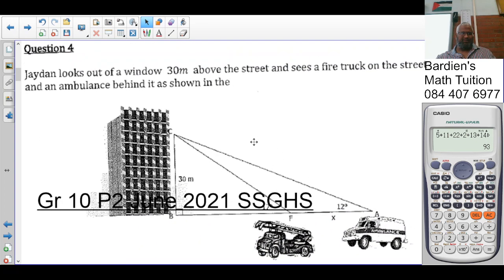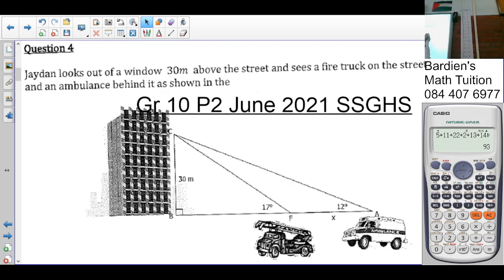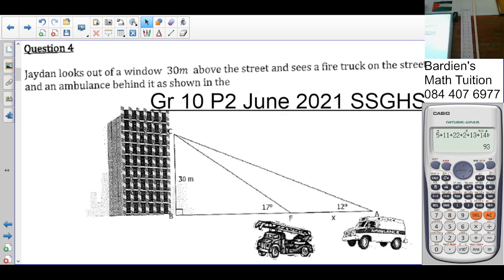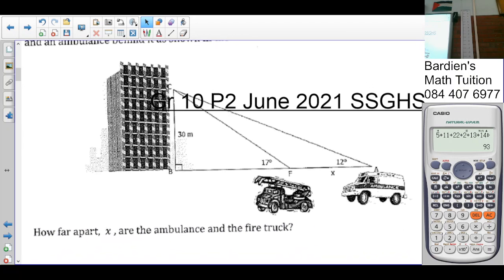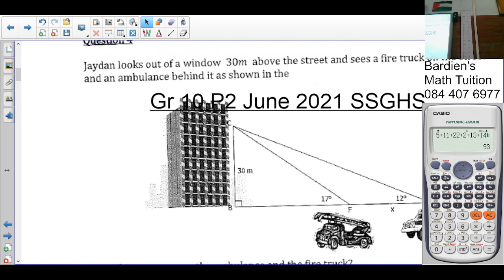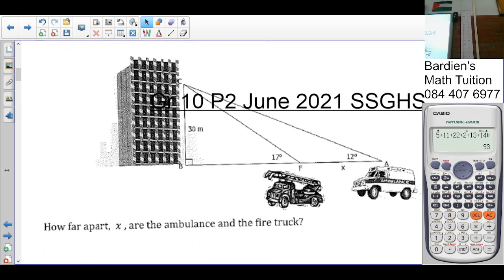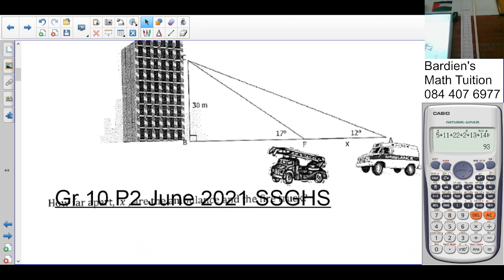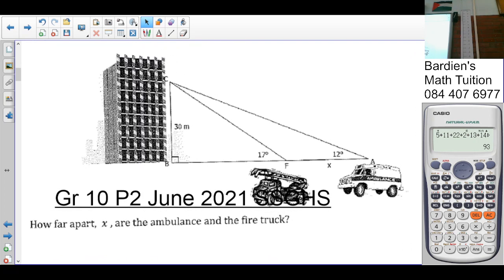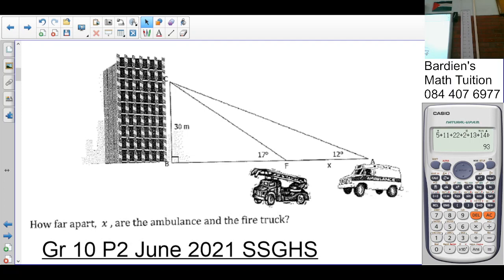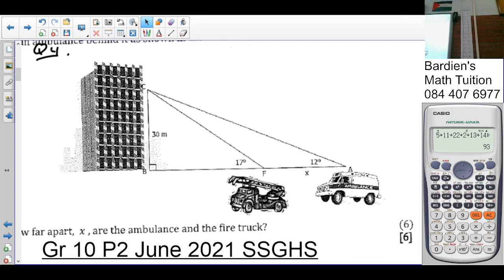So we are told that Jane looks out of the window 30 meters above the street. So she looks out the window 30 meters above the street and sees a fire truck on the street and an ambulance behind, as shown in the diagram. This is question 4. The question says, how far apart, which is X, are the ambulance and the fire truck?